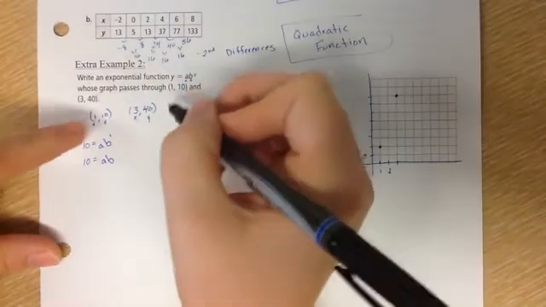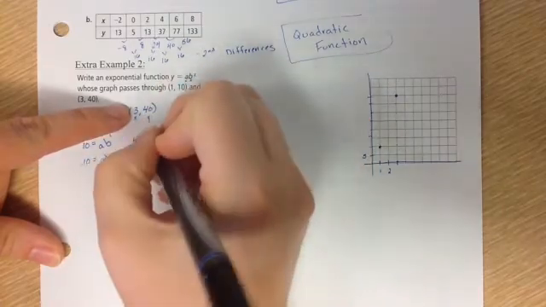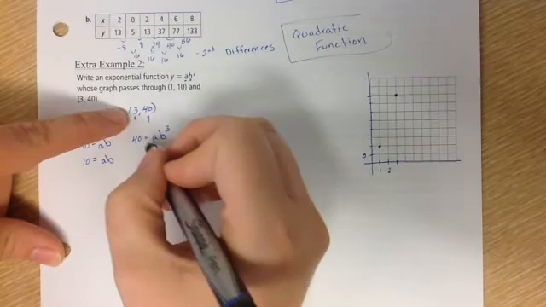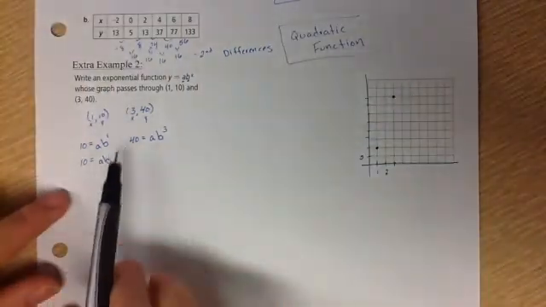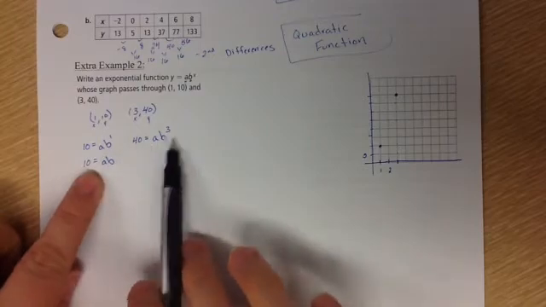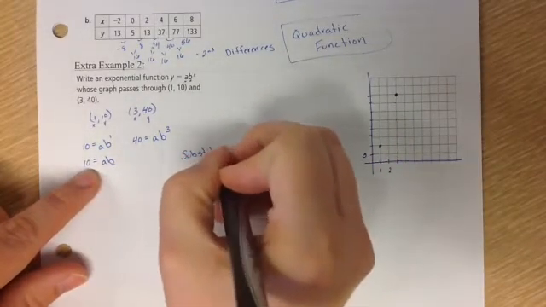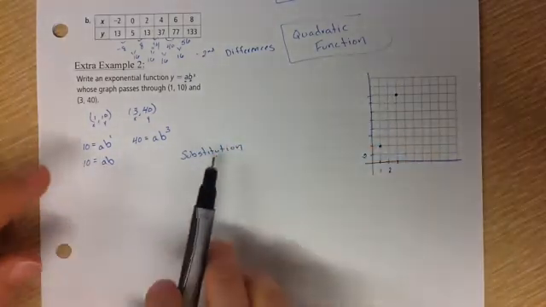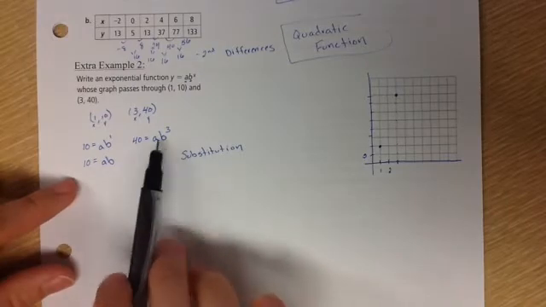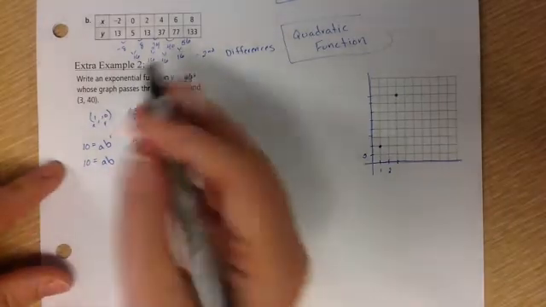Okay. And then let's do the same thing with this one. So now my y is 40 equals a times b, and my x is 3. So 40 equals a times b to the third. So now I need to put these 2 equations together to figure out a and b. I'm going to use substitution. I'm going to solve one equation for one variable. This one has a cube in it, which is a little harder to solve, so let's go with the other one.